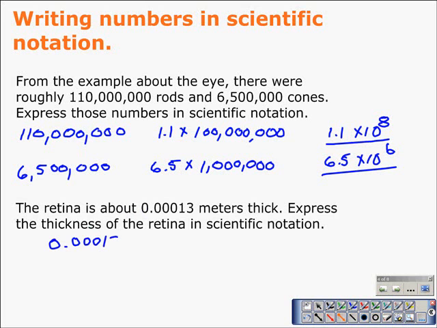Talking about here the thickness of the retina, we have 0.00013. In terms of product, that would be 1.3 times 0.0001. And in terms of scientific notation, that would be 1.3 times 10 to the negative fourth power.